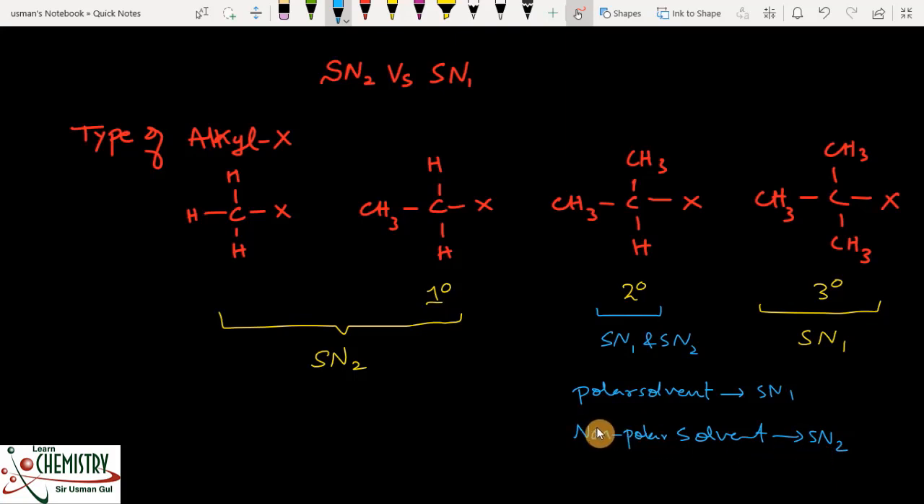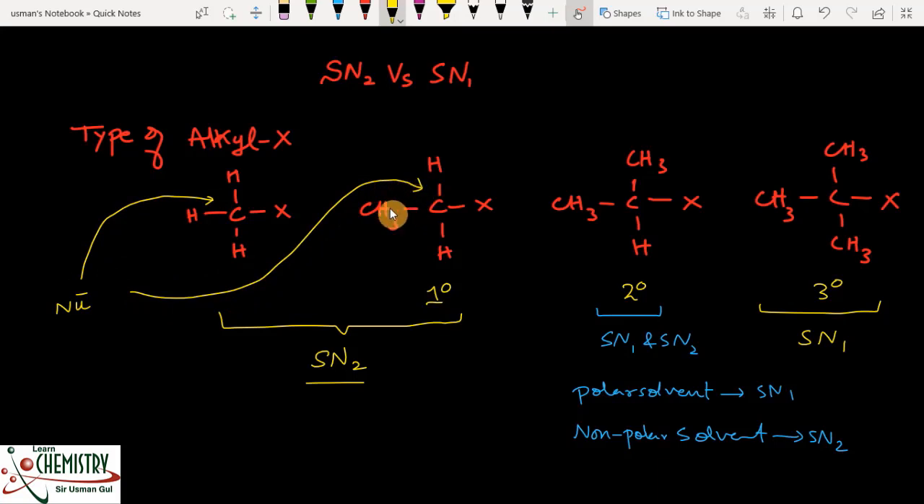Okay, now let me give you the reason why the type of alkyl halide changes the type of mechanism. In the SN2 reaction, remember that the nucleophile always comes and attacks from the back side. So it will always attack on the back side. Now if we compare the groups attached to this carbon, let me identify this one as the alpha carbon.